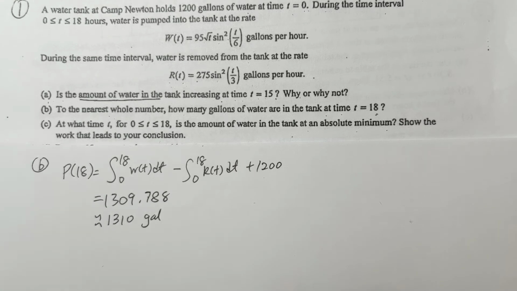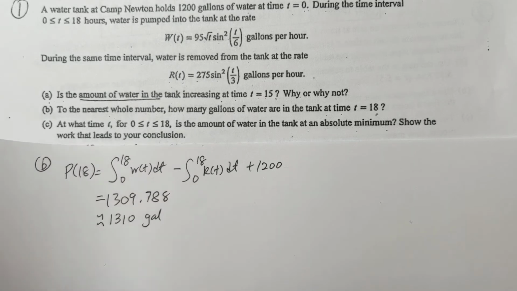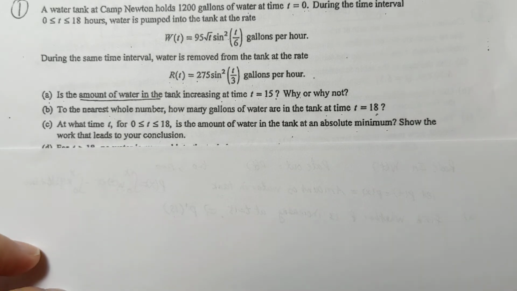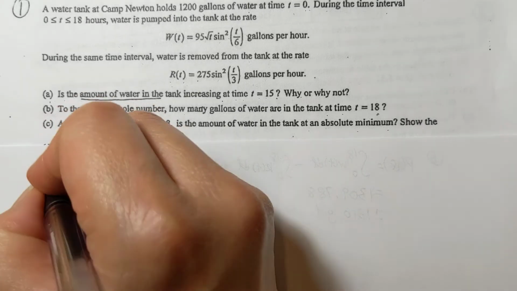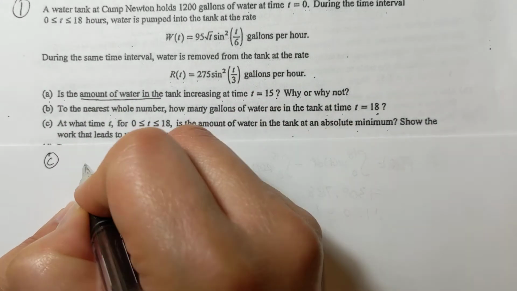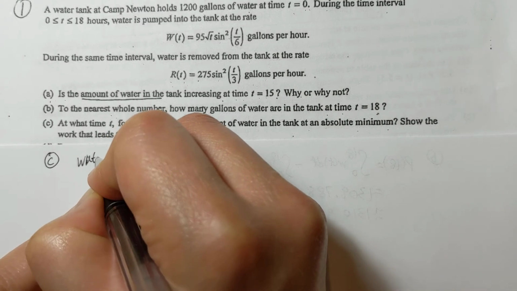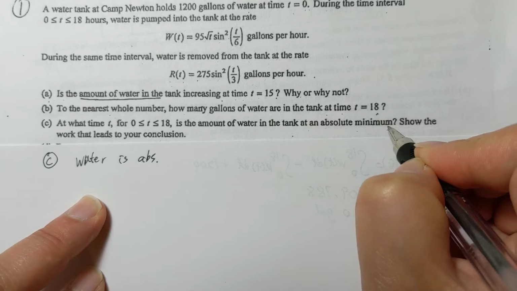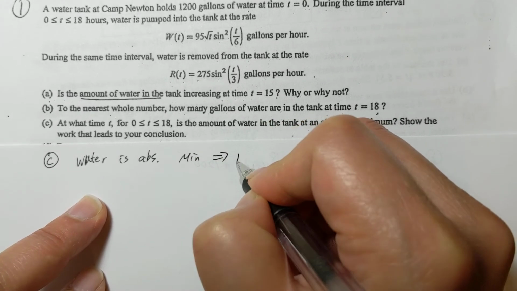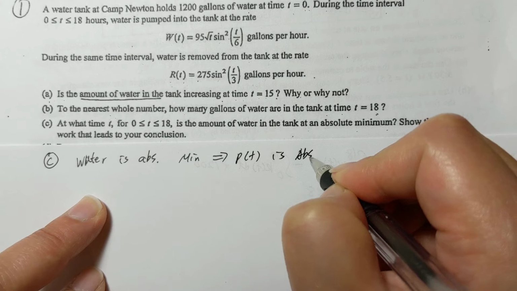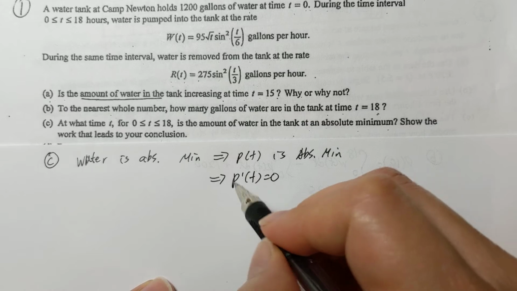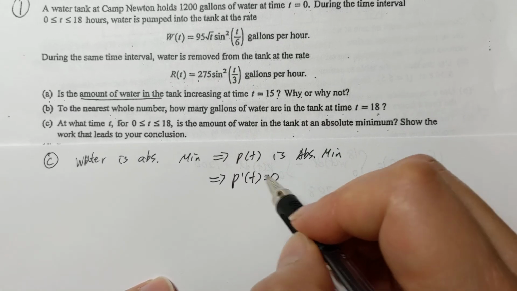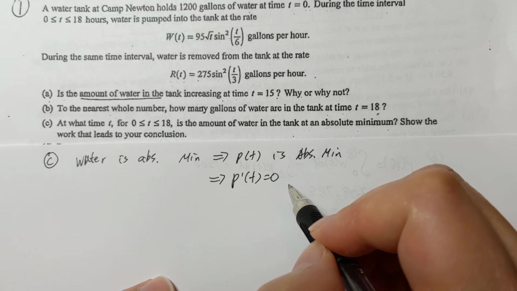Part C: at what time t between 0 and 18 is the amount of water in the tank an absolute minimum? Show the work that leads to your conclusion. So now part C. The key will be when the water is at an absolute minimum. So that means P of t is an absolute minimum, so we have to use P prime of t equal to 0. We're going to find the critical values and see where you're going to get the relative minimum.